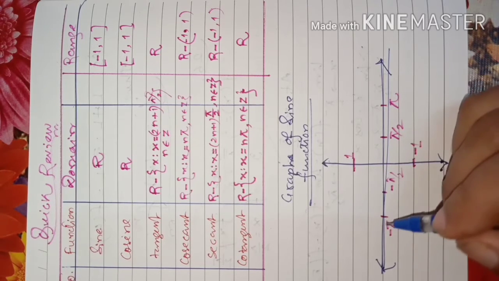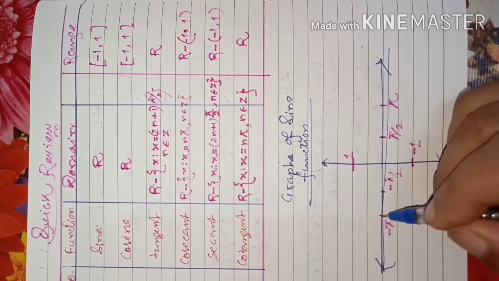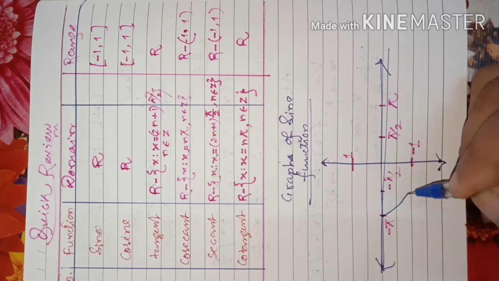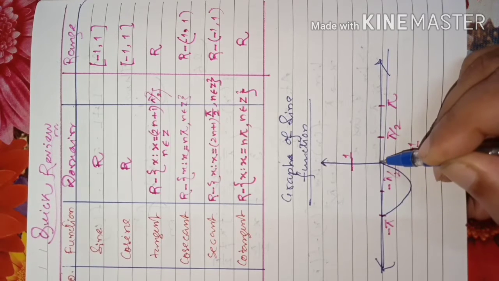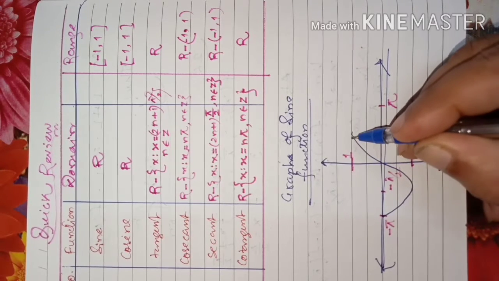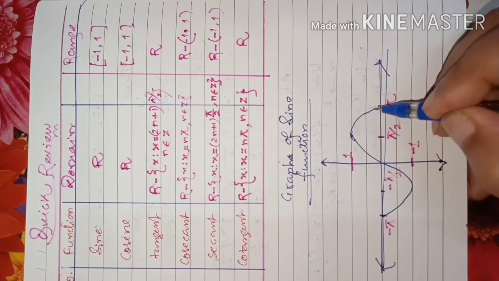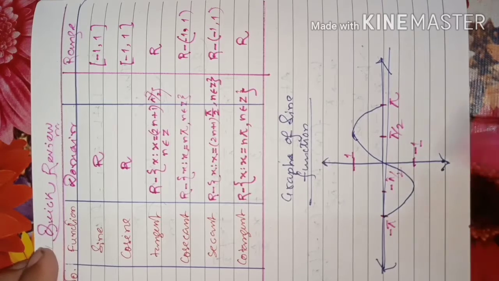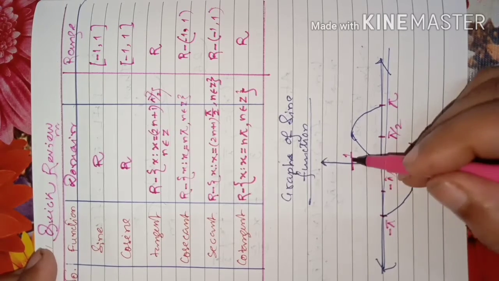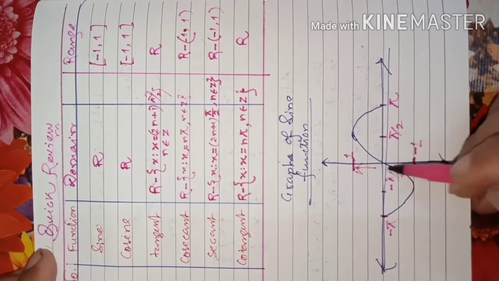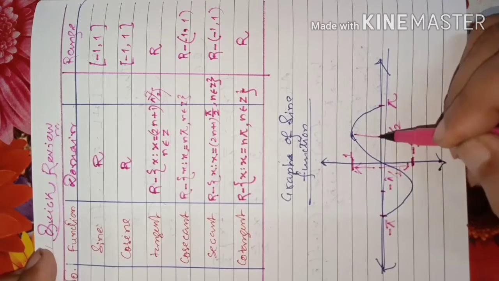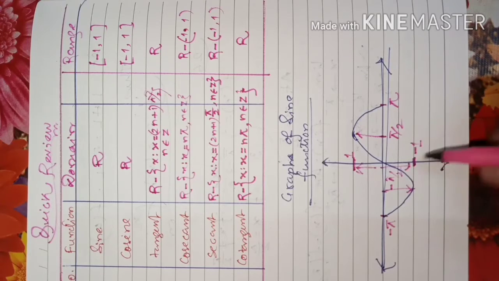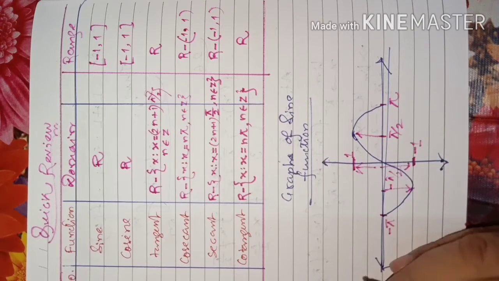When we draw the graph of the sine function, how do we draw? At -pi it will be 0, at -pi by 2 it will be -1, at 0 it will be again 0, at pi by 2 it will be 1, then at pi it will be 0. This is the graph of the sine function. So you see, the sine function's value is always between -1 and +1. Here it is +1 and here it is -1. So it is not going below -1 or above +1. All these things you have learned.